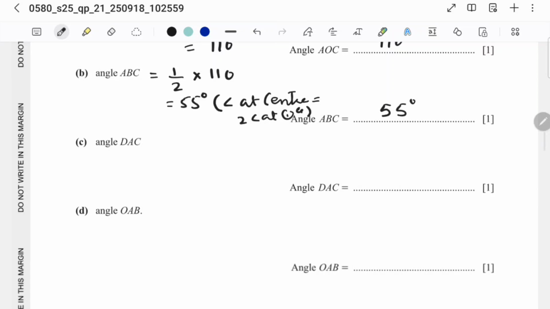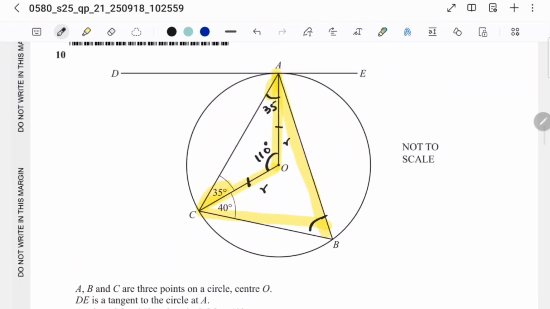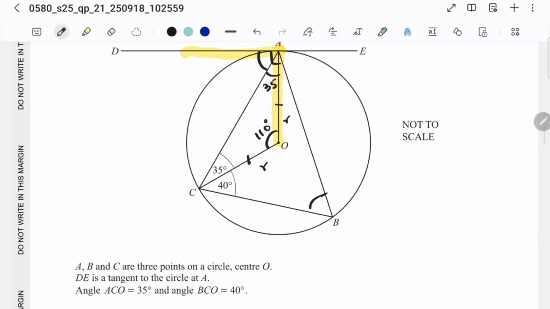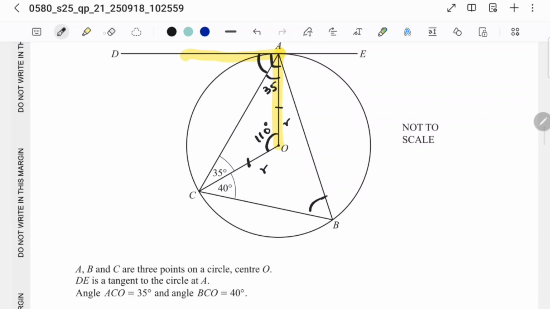The next part is to find the angle DAC. So D to A to C is required, this one. It's a tangent, so we must look at the alternate segments. Also, the angle between the radius and the tangent is 90 degrees. There are 2 ways you can do the question. You know that the angle between the radius and tangent makes 90 degrees. Either you do 180 minus 35, which is 55, or there is another choice also.